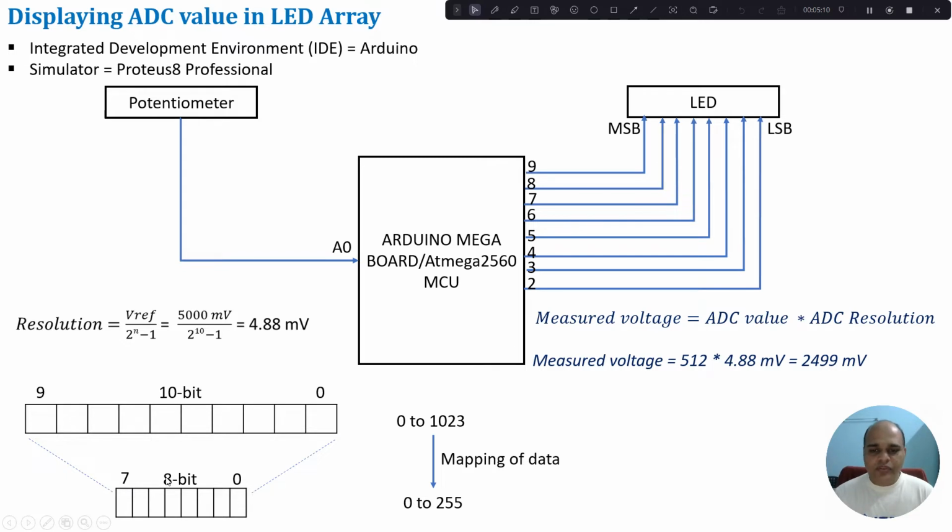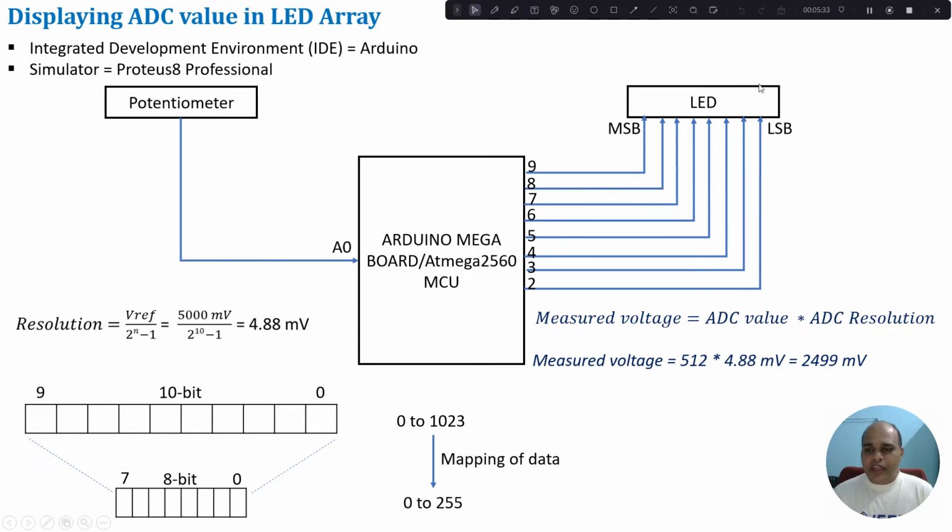For that, we will be using the library function called map, and using that map function we convert the value 0 to 1023 to 0 to 255. 2 power 8 is 256, so we can have a display between 0 and 255, and this value will be outputted to your LED.